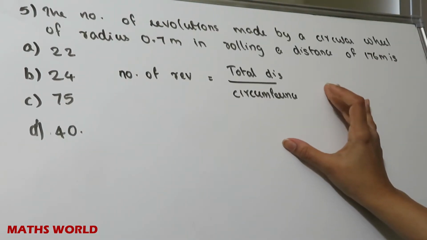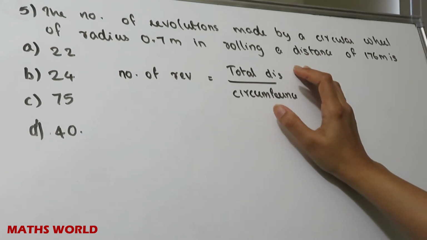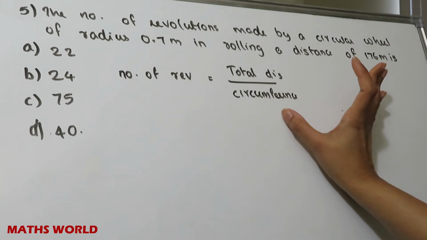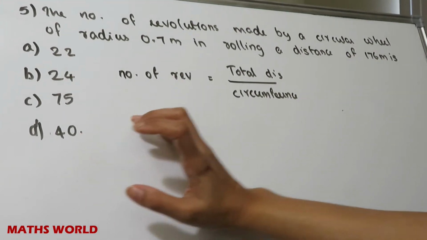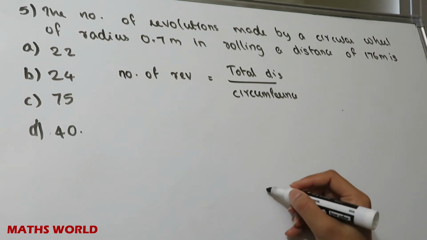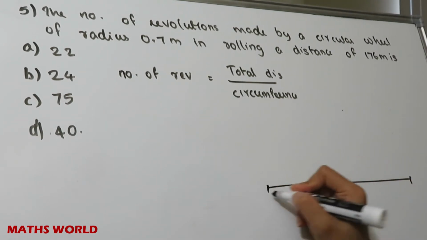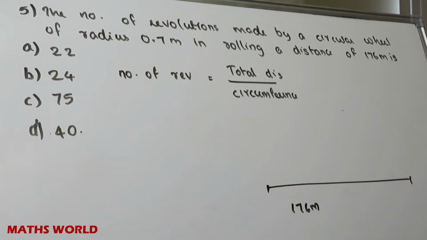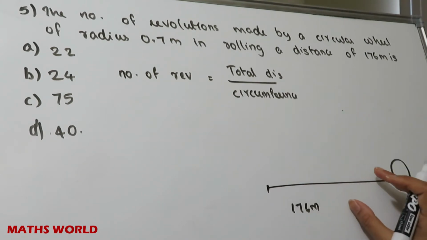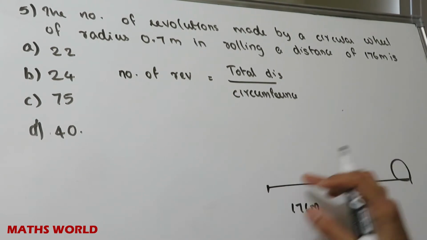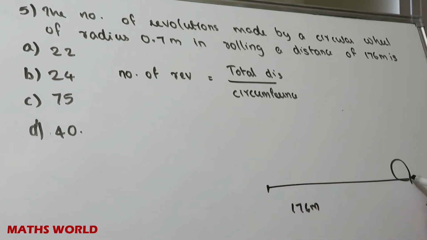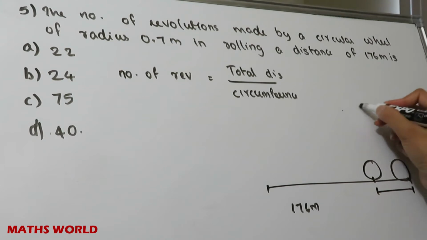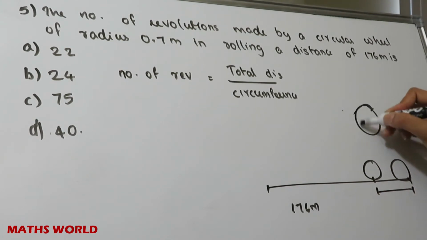Fifth question: the number of revolutions made by a circular wheel of radius 0.7 meter in a rolling distance of 176 meter is 22, 24, 75, 40. So here they are asking, the total distance is 176 meter, and there is a circular wheel. We need to find how many revolutions need to be made by this circular wheel to cover this distance. So in one revolution it will start from this point and roll and reach this point.